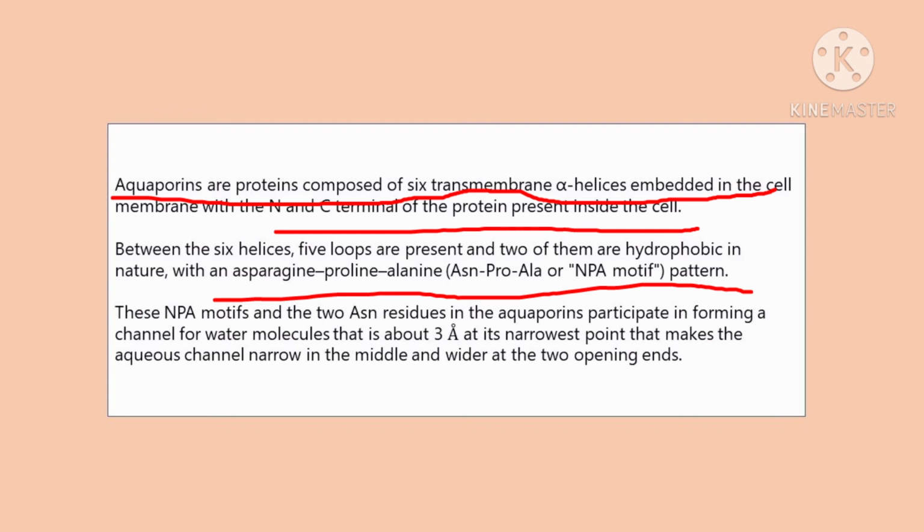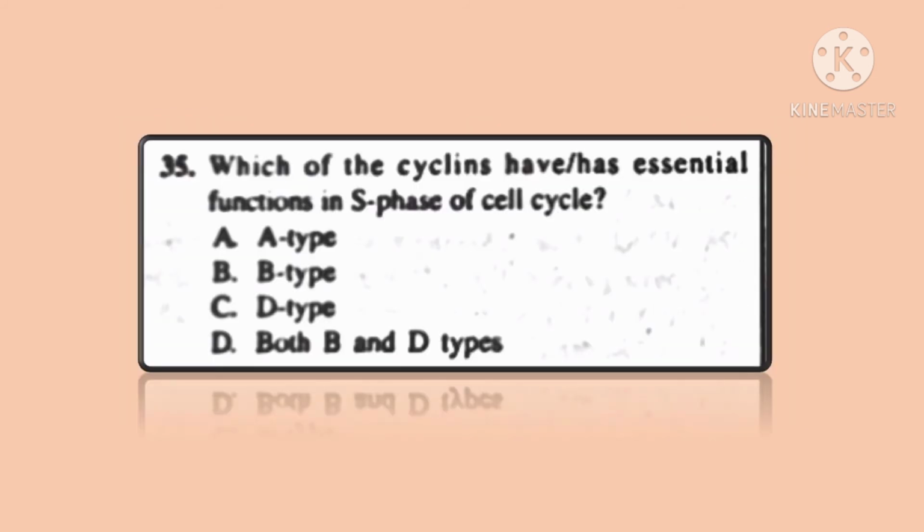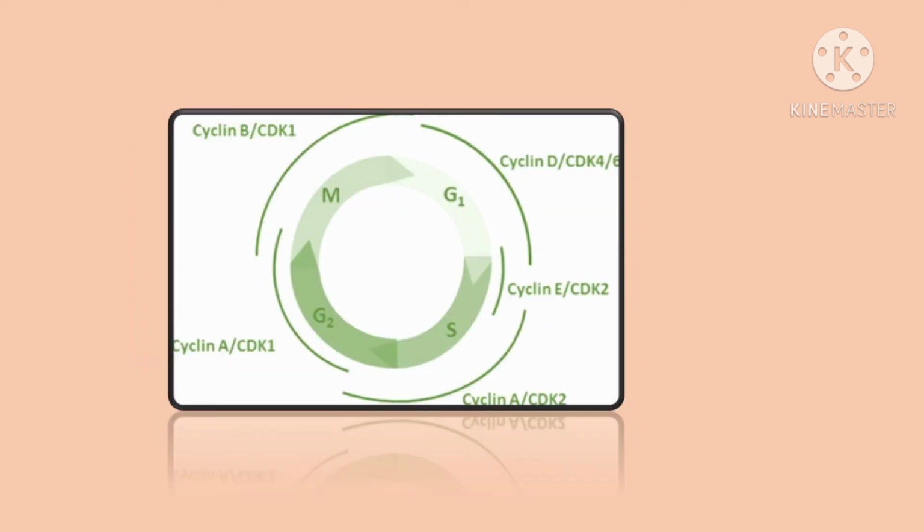Okay. Let's move into the next question. Which of the cyclins has essential function in the S phase of the cell cycle? Option A, cyclin A type. Option B, cyclin B type. Option C, cyclin D type. And option D, both B and D types. So, this is one of the important questions in the CSIR exam, because we can see any one of the questions from this section. Okay, let's move into the answer.